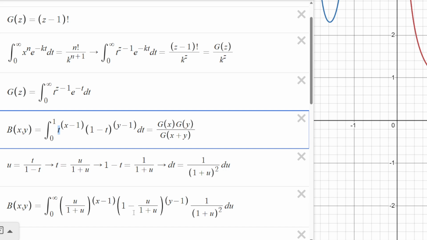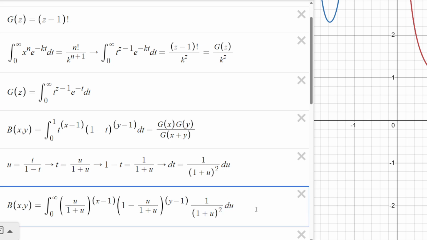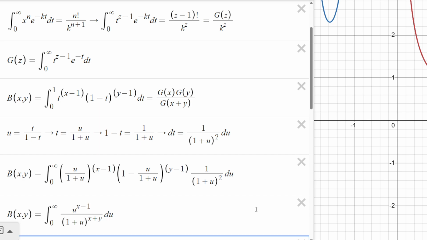But what I should have done is actually replace the entire 1 minus t with 1 over 1 plus u. But I believe we do that in the next step. And then I just replaced our dt with this. And the next step is the simplification. It actually simplifies to this.